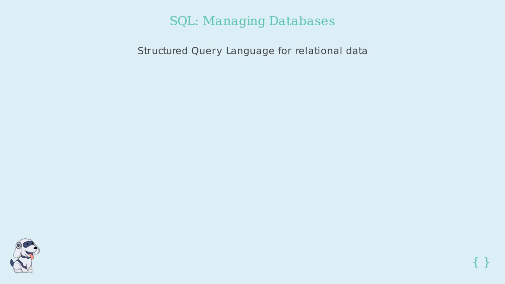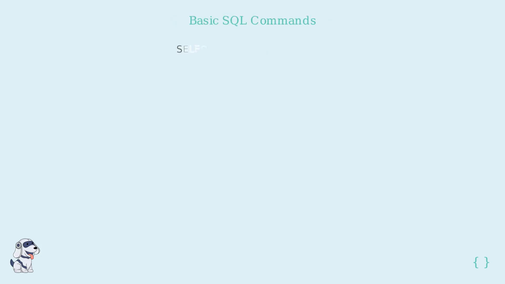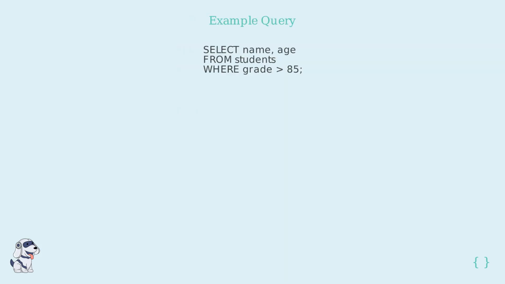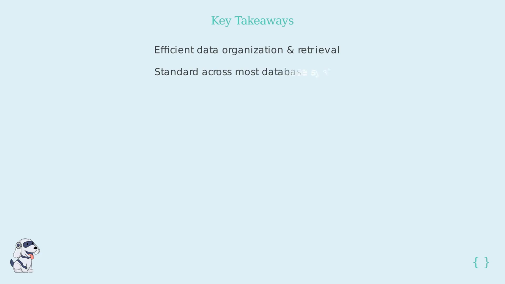SQL stands for Structured Query Language. It is the standard for interacting with relational databases. The four main SQL commands are SELECT to fetch, INSERT to add, UPDATE to change, and DELETE to remove data. Here is a simple example: select name and age from students where their grade is above 85. SQL helps you organize and query relational data efficiently and works universally across database platforms.